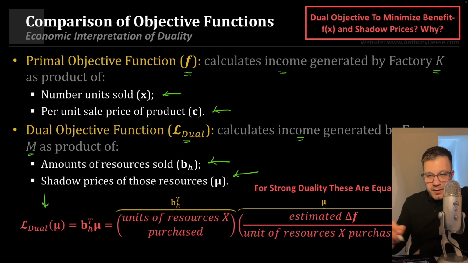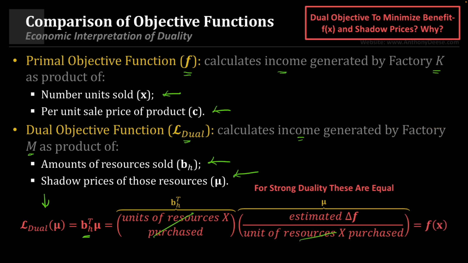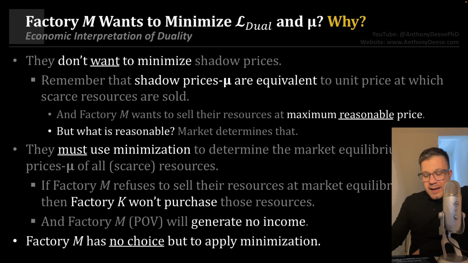I don't think we need to go over this expression again. Really what we see is we can use algebra to cross these two out, right? The product of the number of units of resource X purchased times the shadow price of those resources, assuming strong duality, yields our f of x, or an accurate and equivalent approximation of f of x. But now let's ask the more interesting question: why is this the case?